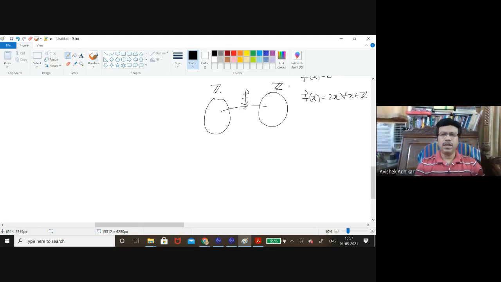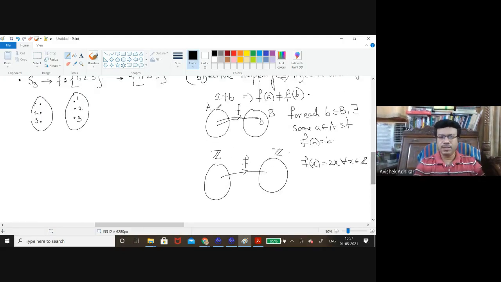Now, what did I say about injective mapping? Injective mapping means if you take any two distinct elements, their images should also be distinct. Say take any elements, 1 and 2. The image of 1 will be 2 and the image of 2 will be 4, and they are distinct. So that is true for all A, B belonging to this. So this is injective.